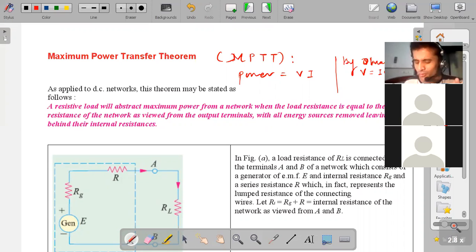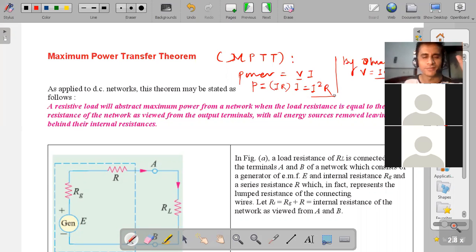But by Ohm's law, V equal to IR. Therefore, can I write P equal to V into I, where V equal to IR, therefore IR into R, which is the square of the current flowing through the circuit? Can I write I square R? Therefore, if you want to find out power, you should know the current as well as the resistance of the circuit.